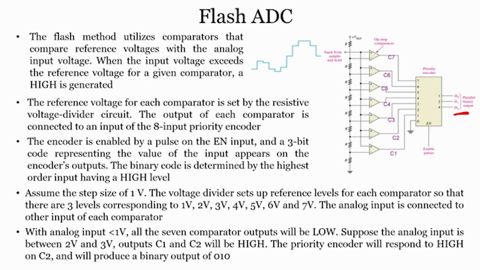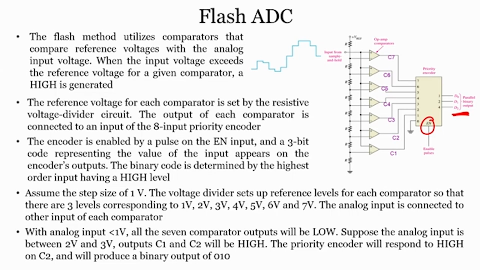The outputs of the comparators are connected to the inputs of an 8 input priority encoder. This is a priority encoder, which is an 8 input priority encoder. The encoder is enabled by a pulse, and a 3 bit code representing the value of the input appears on the encoder's output. Here is the output that is appearing at the encoder's pins 1, 2 and 4. The binary code is determined by the highest order input having a high level.